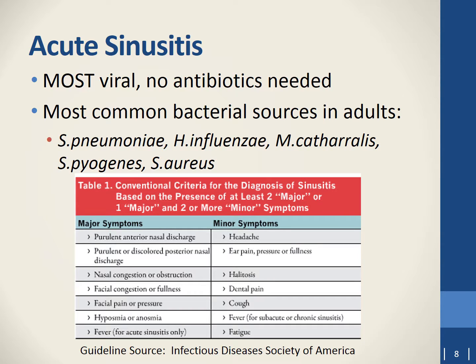In terms of sinusitis that is in fact bacterial, in adults the most common sources are Strep pneumoniae, H. flu, Moraxella catarrhalis, Strep pyogenes, and Staph aureus. So looking at this chart here, and again this is lifted from the acute bacterial sinusitis guideline from the Infectious Diseases Society of America, based on major and minor symptoms that can help the clinician rule in a bacterial cause.